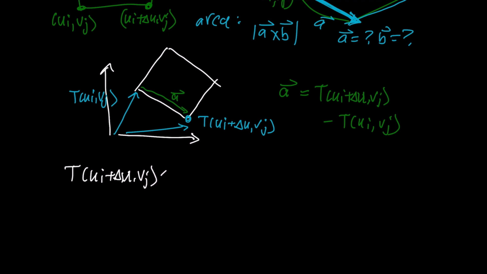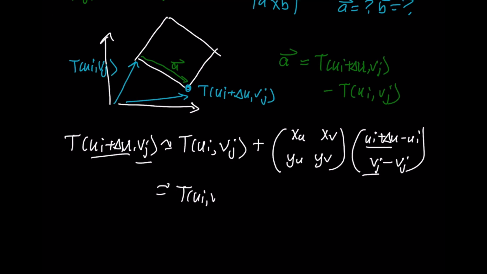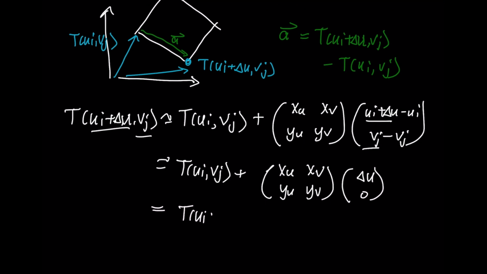And if we were to use what we have from above, T of ui plus delta u and vj, remember that this was the same as finding the linear approximation near that point and then applying this affine transformation to it. Over here on the side, we would plug in our two values, and what would end up happening is that we would get T of ui vj plus this matrix xu, xv, yu, yv times delta u and 0. And if we were to just expand that out using the definition of this matrix times a vector, what we would find would be another vector, xu delta u, yu delta u.